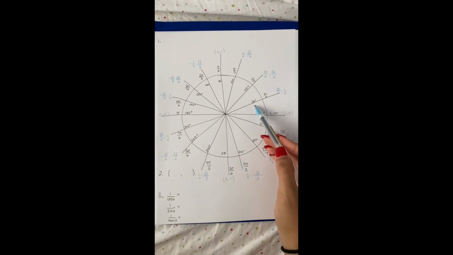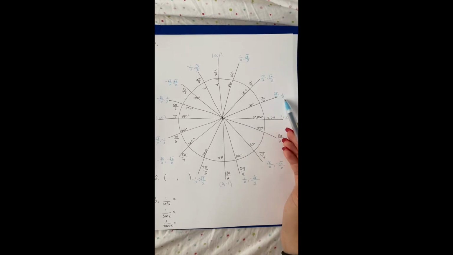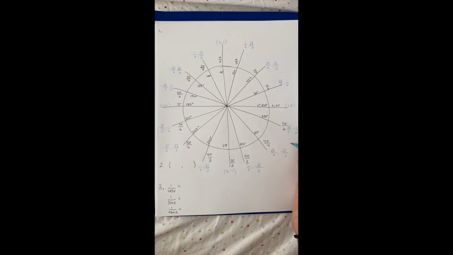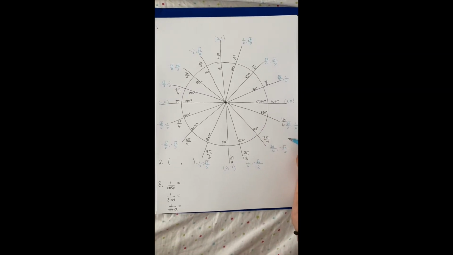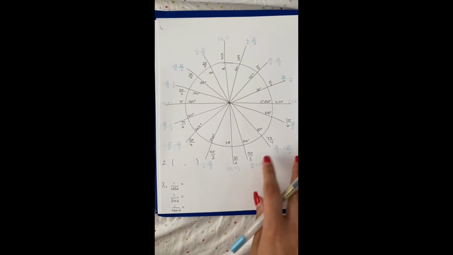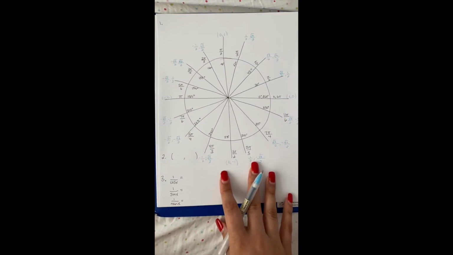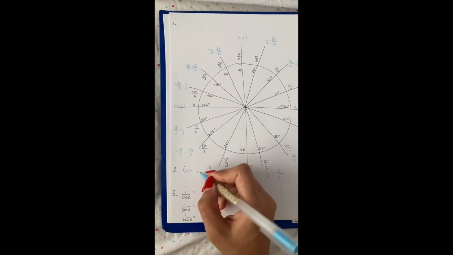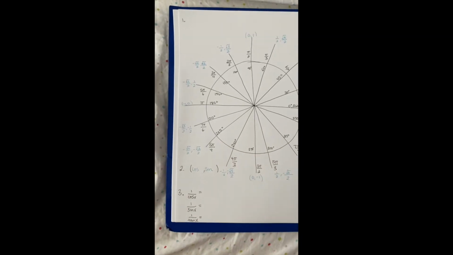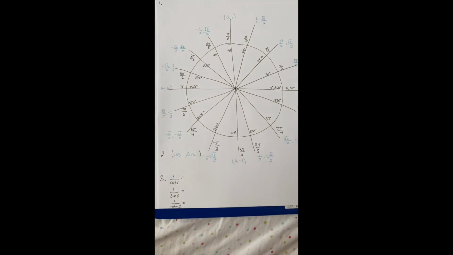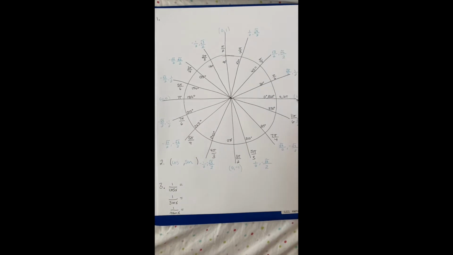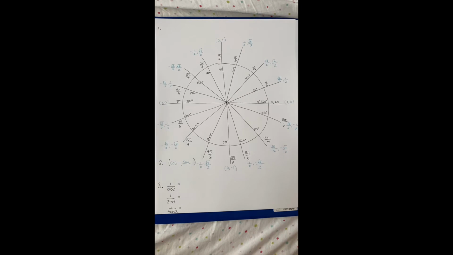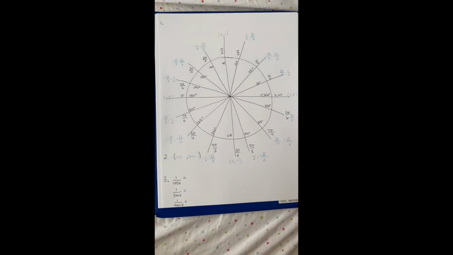Notice I have degrees, I have radians, and I have my coordinate points in some kind of organized way, and maybe color coding. If not, that's okay too. All right, so we've got our unit circle set up. Now let's think about our coordinate points. Remember, your x coordinate point is always your cosine, and your y coordinate point is always your sine. So if you're asked for cosine or sine, you're just going to look at the coordinate points and look for the corresponding one.